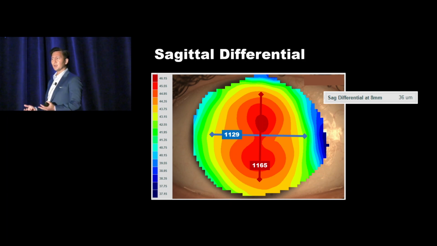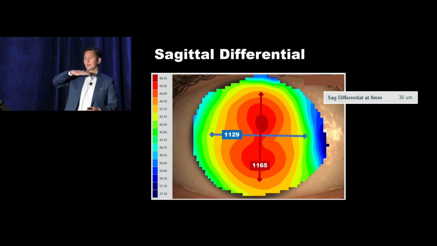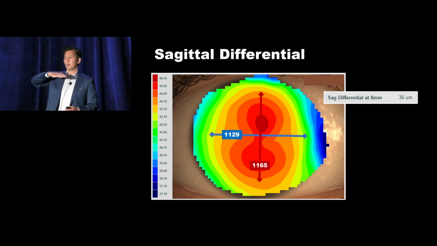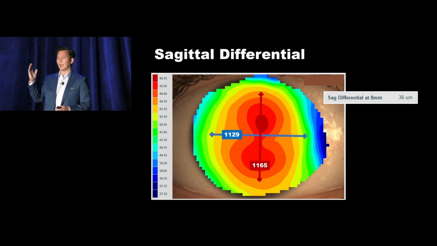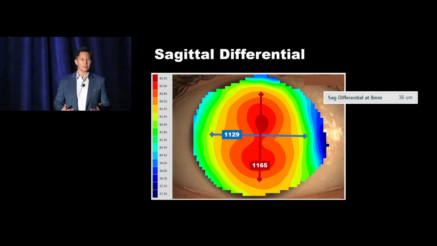Is it 2 diopters of corneal sill? Well, in this case, we have a difference of 36 microns difference between the flat and the steep axis. What does that mean to you? 36 microns, kind of a useless figure by itself.